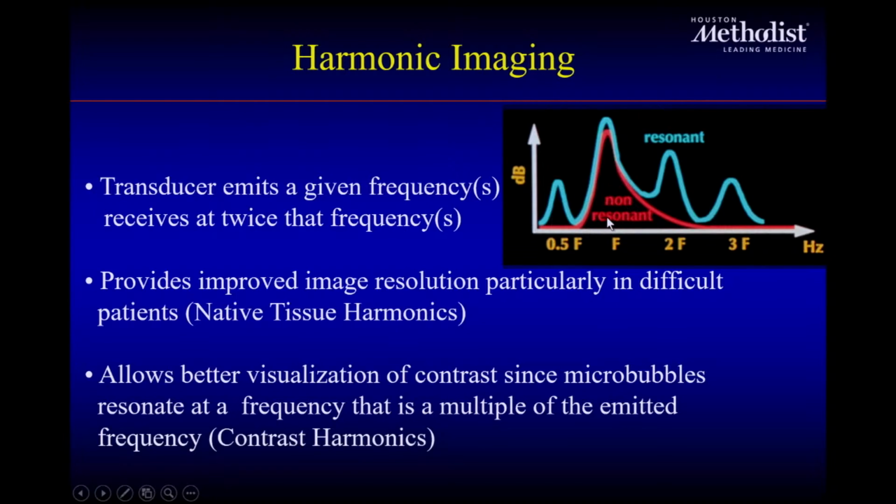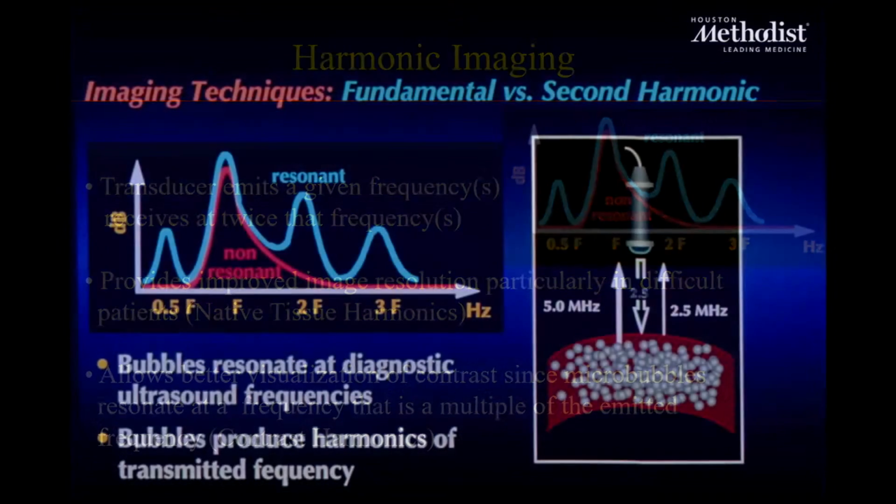It was an interesting discovery that native tissues will emit harmonics, which are multiples of the ultrasound frequency that you're sending. And by using harmonic imaging, meaning I send a certain frequency but image at a multiple of that, I could decrease some of these reverberations that you see and improve image resolution. It's also better for visualization of contrast, because when contrast is hit with these fundamental frequencies, it vibrates and emits resonant frequencies. So if I image using my resonant frequency, I'll enhance that signal coming back from contrast itself.